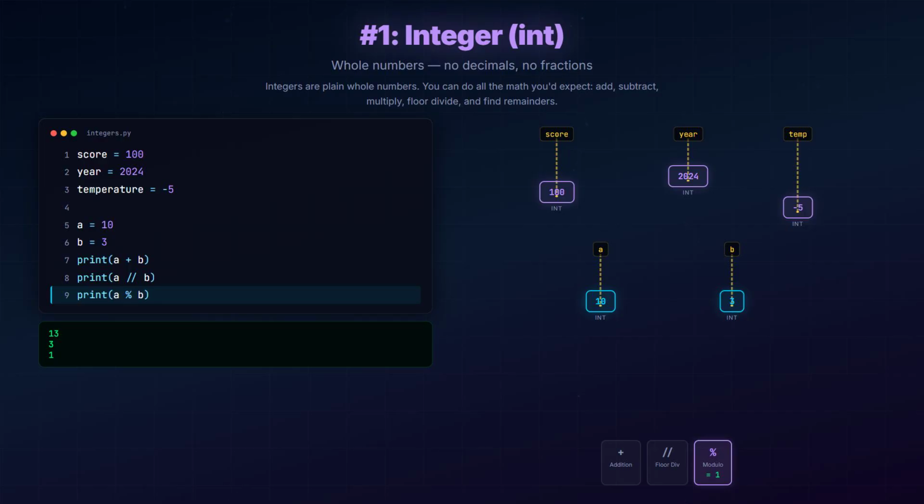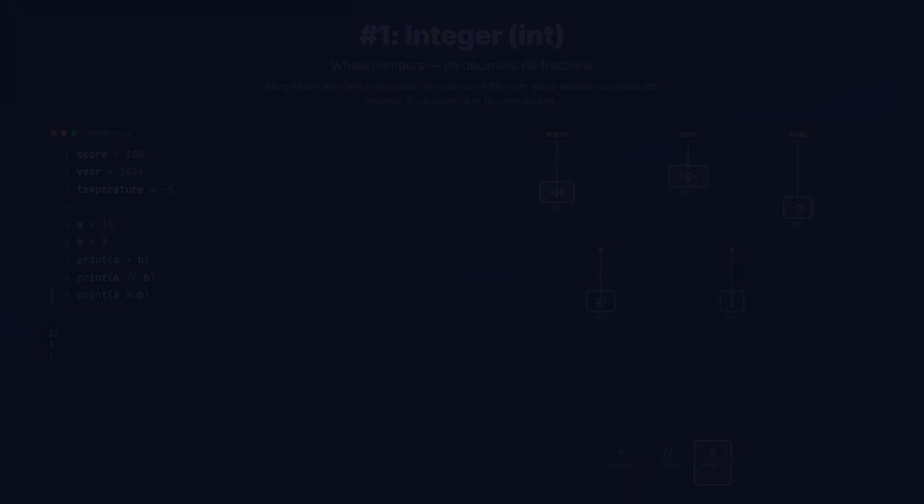Watch as we assign 10 to A and 3 to B. Adding them gives 13, floor division, written with 2 slashes, gives 3 with no remainder, and the modulo operator, the percent sign, gives us the remainder, which is 1. These operators are essential for counting, pagination, and checking whether numbers are even or odd.